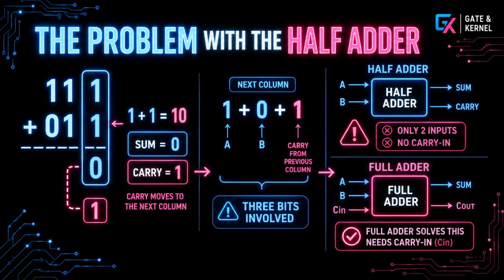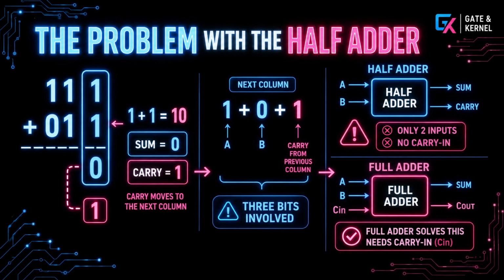Chapter 1. The problem with the half adder. Consider the binary addition 11 plus 01. Start with the rightmost column. 1 plus 1 equals binary 10. We write 0 as the sum and carry 1 into the next column.